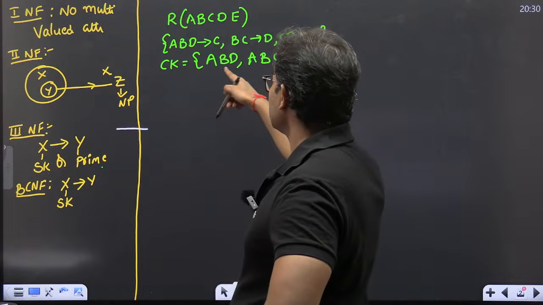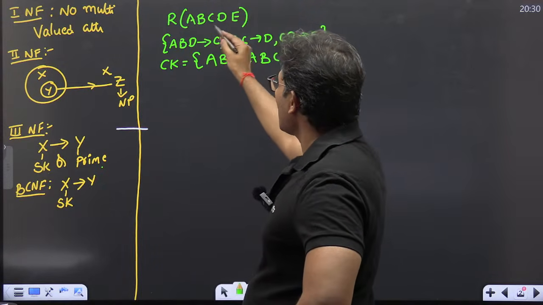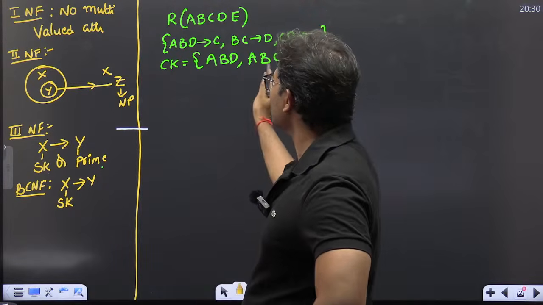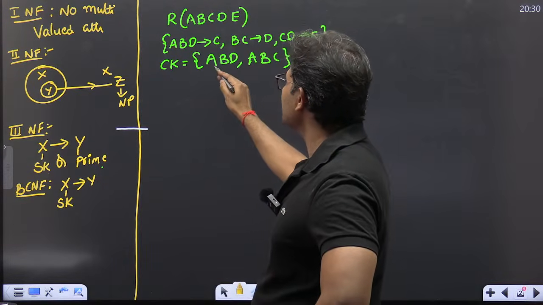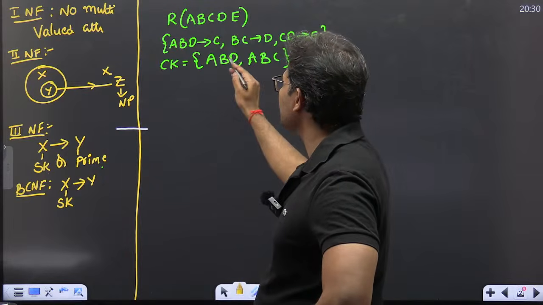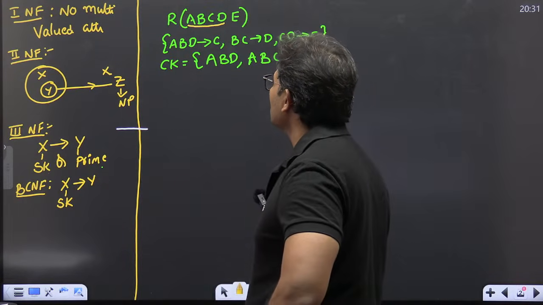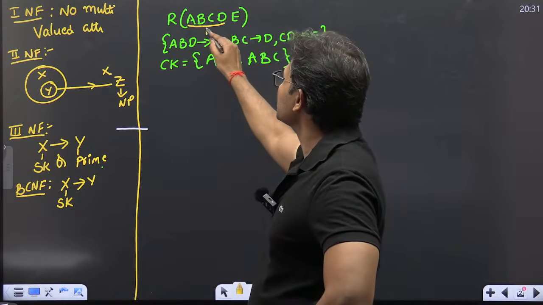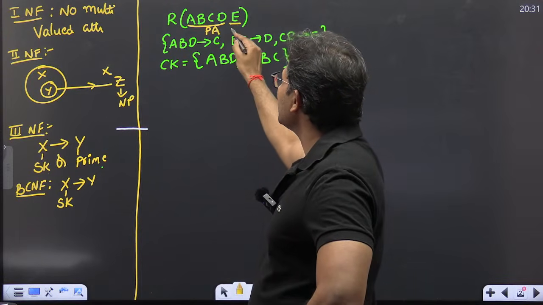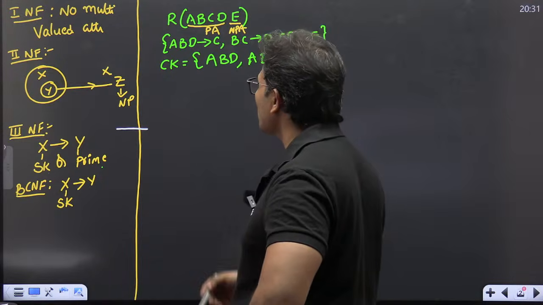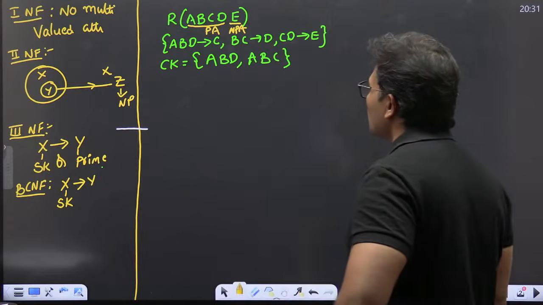According to these candidate keys, A is here, B is here, C is here, D is here. Therefore, A, B, C, D are all prime attributes, and E is a non-prime attribute. Now we know what the prime attributes and non-prime attributes are.